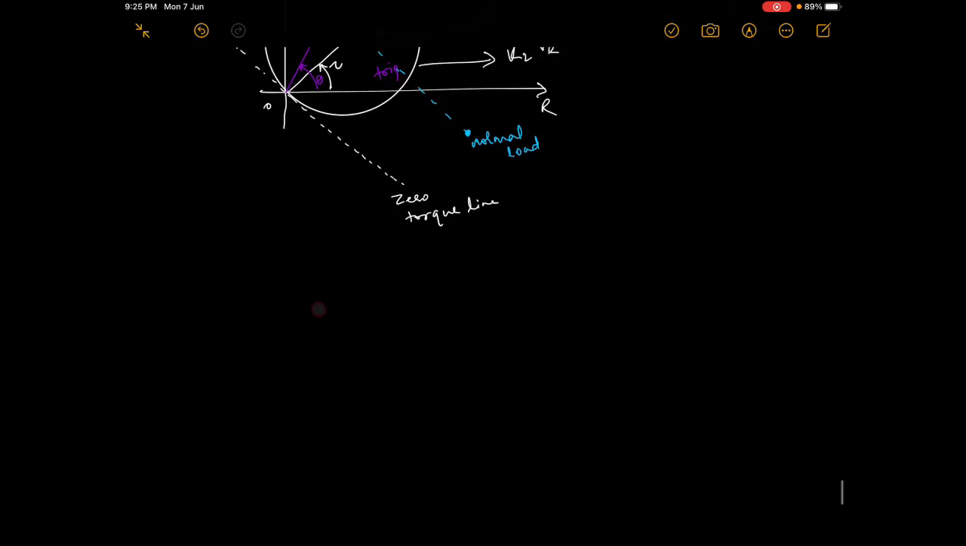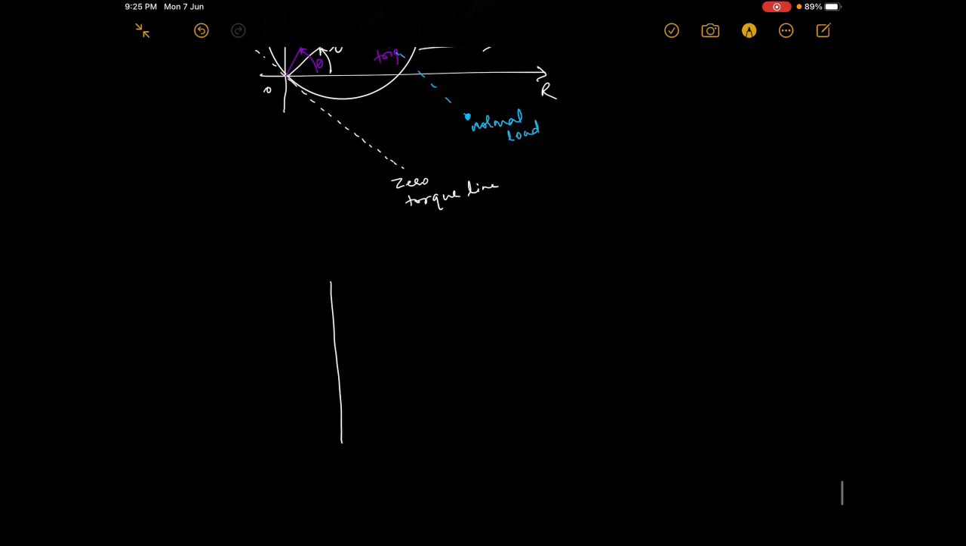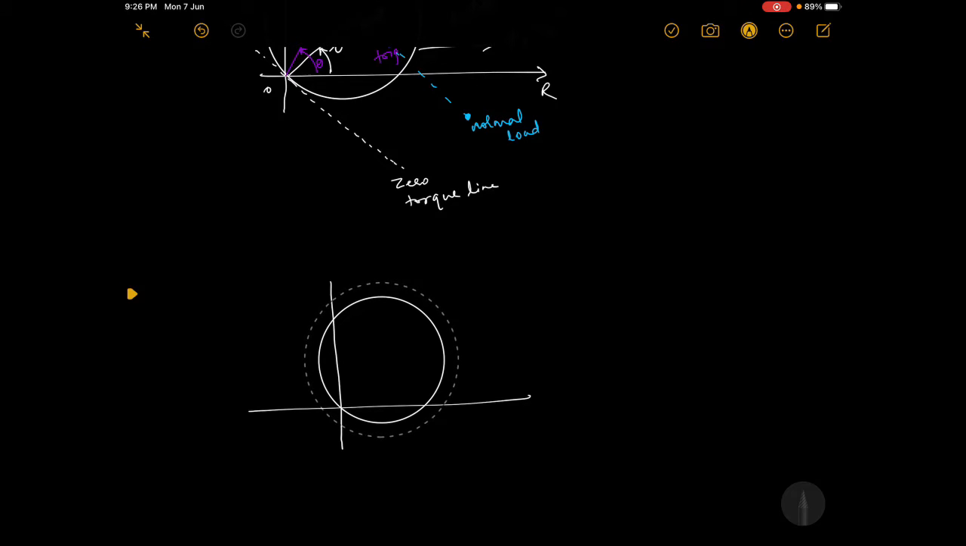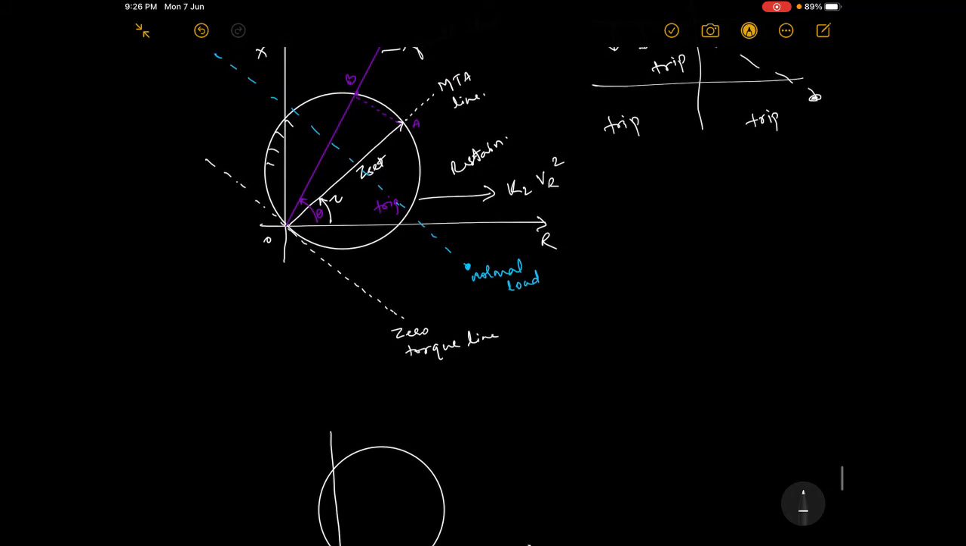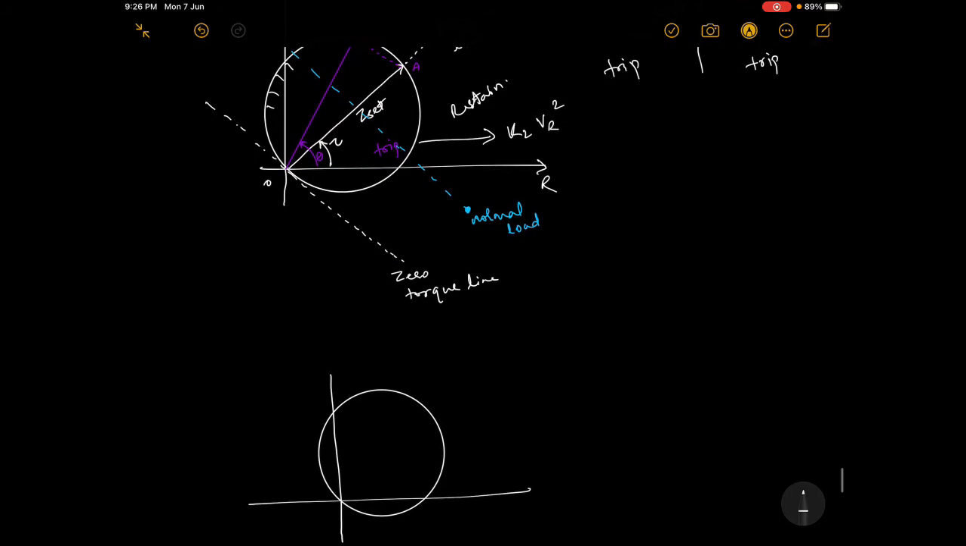Okay, next we will take arc resistance. So for arc resistance, let me draw a circle. So this is the arc circle. This is our MTA line, let us assume this is the MTA line, and this is your load characteristics line. So this is point B and this is A, correct?